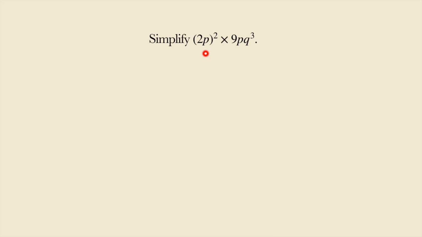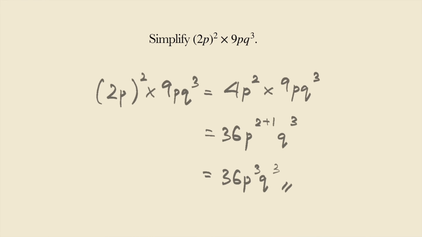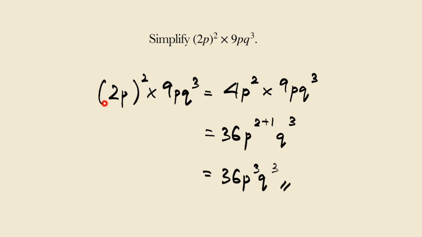Now in this expression, we are squaring the entire 2p, which means the square applies to the 2 as well as the p. Let's see how this goes. So we will immediately get 2 squared, which is 4, p squared, which is p squared. Now I like to focus on the coefficients. So 4 times 9 is 36.